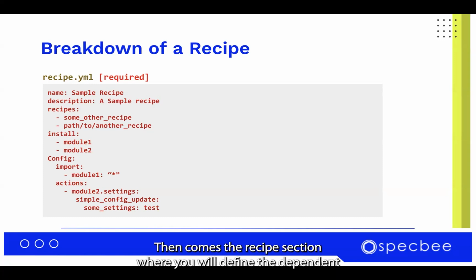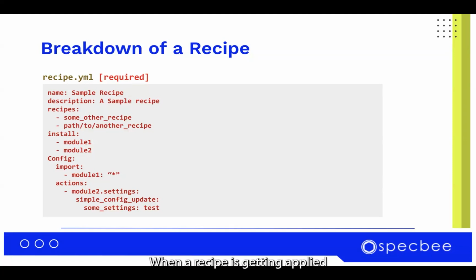Then comes the recipes section, where you will define the dependent recipes that need to be applied before your recipe is getting applied. The path to the recipe will be relative. So if your recipes are inside one single folder, you can directly call it like some other recipe is being called. But if another recipe is on a different path, that path needs to be relative to the doc root of your Drupal site.